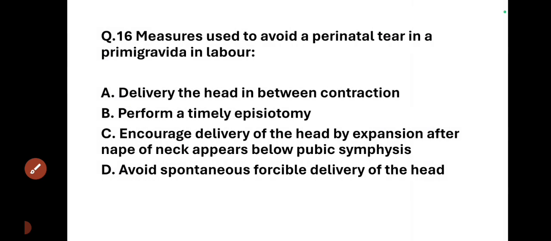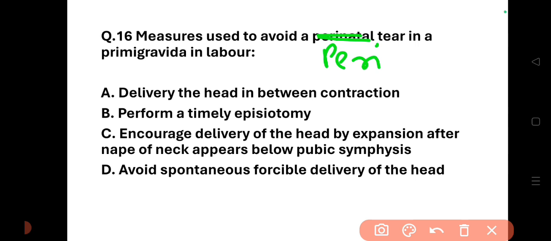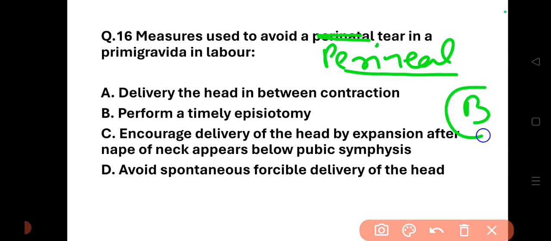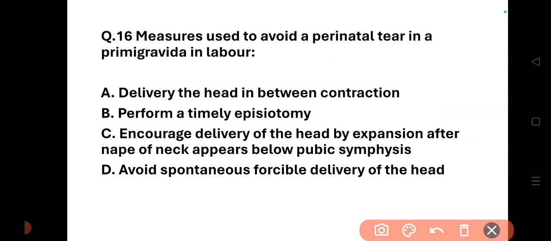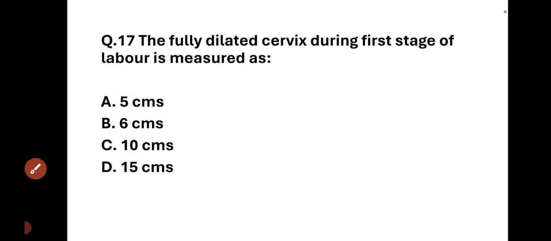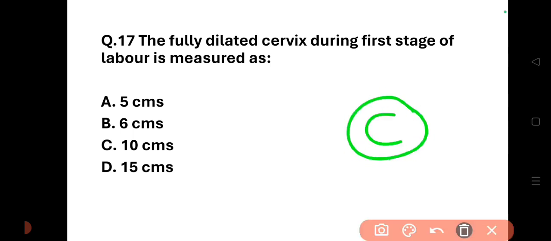Question number 16. Measures used to avoid a perineal tear in primigravida in labor. The right answer is option B, perform a timely episiotomy. Question number 17. The fully dilated cervix during first stage of labor is measured as? Right answer is option C, 10 cm.